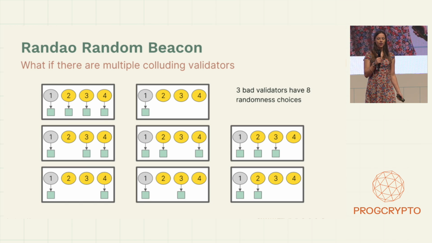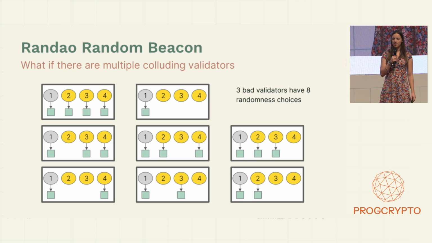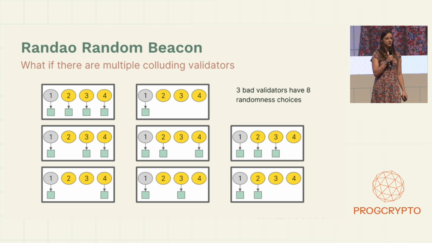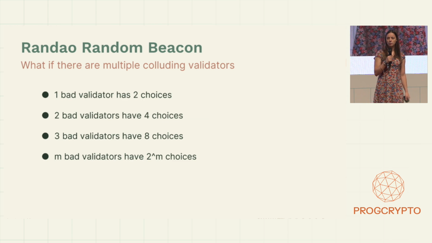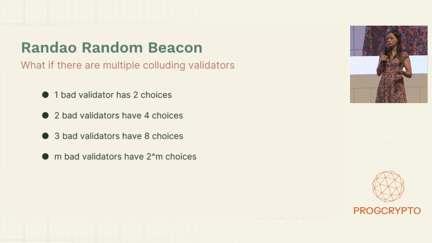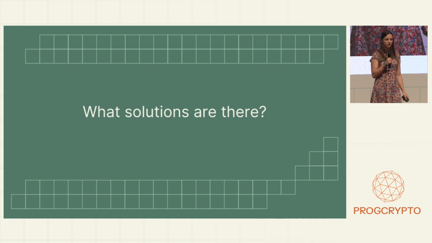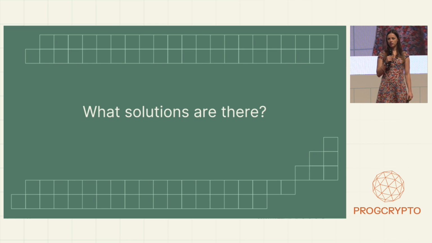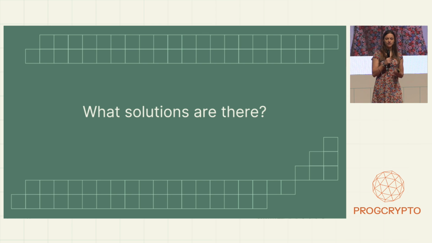So, for example, if we have 3 bad validators, they have 8 choices of what they want the randomness to be. And more generally, if we have m bad validators, then they have 2 to the m choices of randomness, and therefore really a lot of choice on what they want the output to be. So this is what we're currently doing. We would like to move to a setting where this isn't a feasible attack and where nobody's able to bias the randomness in these kinds of ways.